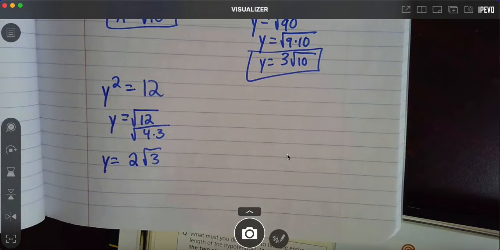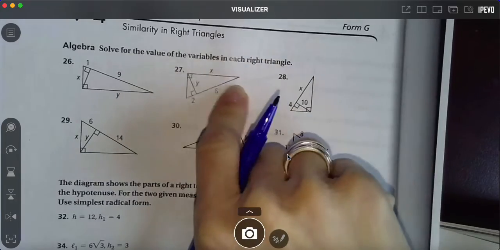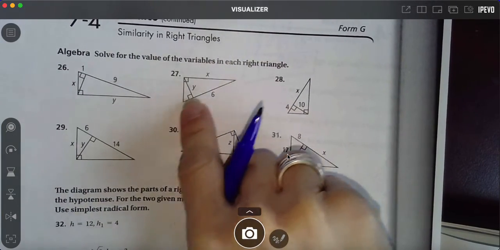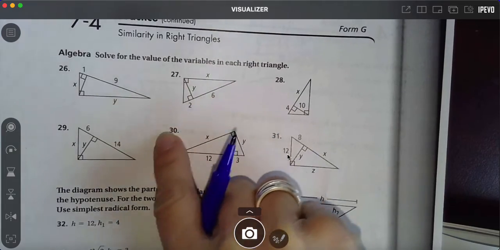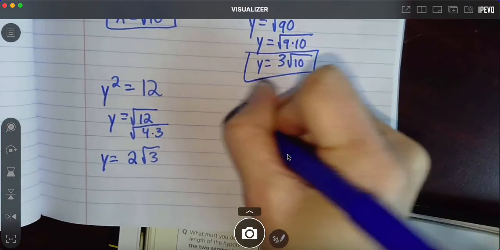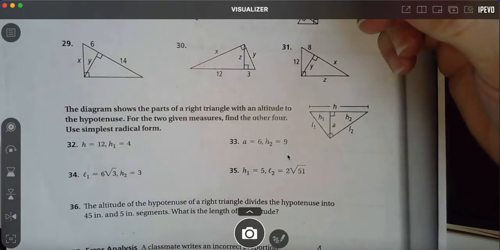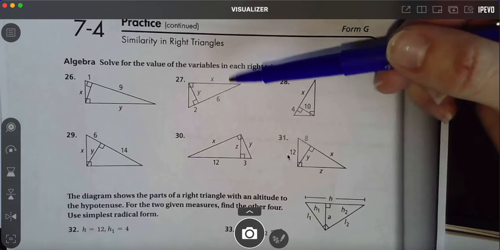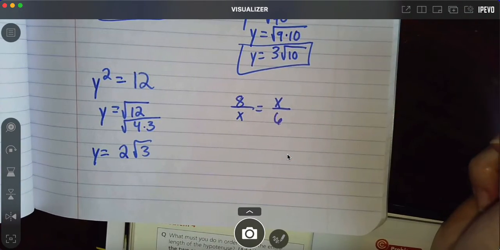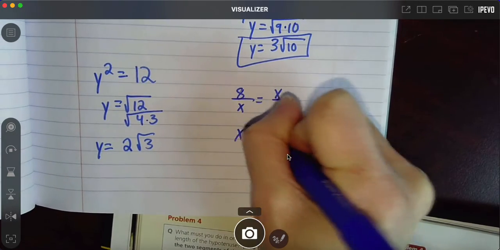Now let me find x. When you're trying to find the side of the triangle, you take the length of this whole thing. What is it? 8 over x, and then I'm going to flip it, equals x over, and what side does the x go with? 6. That's the little segment next to it. So if I cross multiply, x squared equals 48.